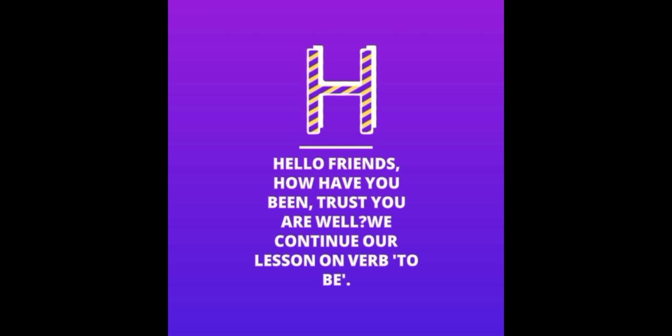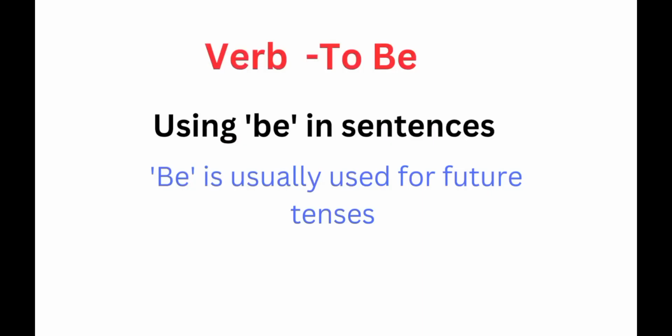We continue our lesson on the verb to be. Today our lesson is about how to use the verb to be in sentences. Be is usually used for future tenses. So anytime you see be in a sentence, the sentence should be in a future tense, because it is usually used for future tenses.